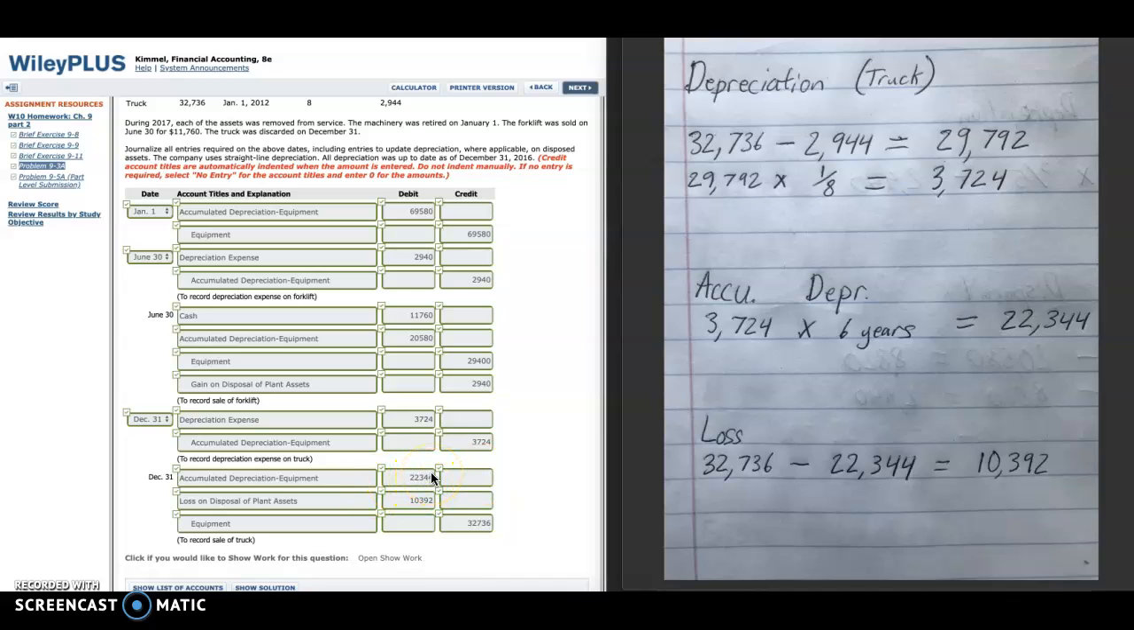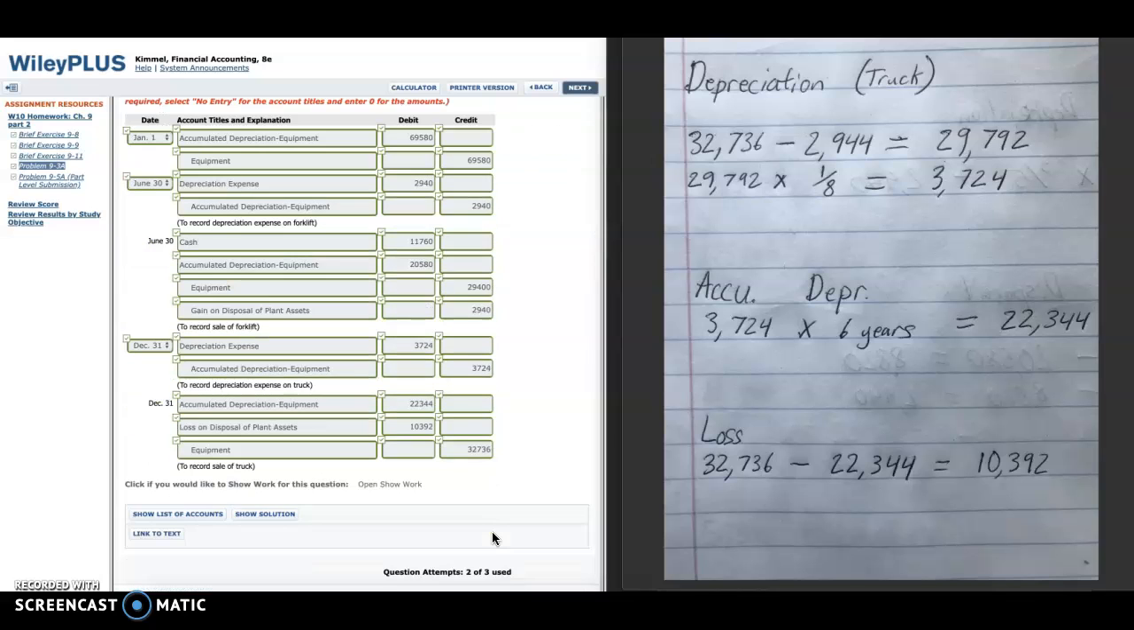And then we have a loss on this one, and how we know that is we take the total value of the truck, $32,736, and we subtract the accumulated depreciation, $22,344, and that equals $10,392, and that's still what we have valued in that truck. And so we're going to put a loss on disposal, because we just got rid of it, of $10,392. And now that it's gone, we need to remove that from our equipment books, and so we're going to take the value of the truck and credit it $32,736. And that's how you do the problem.